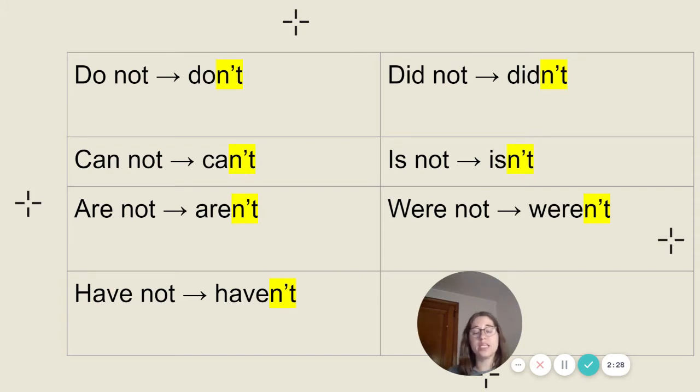Did not, which becomes didn't, D-I-D-N apostrophe T. Is not, which becomes isn't, I-S-N apostrophe T. And were not, which becomes weren't, W-E-R-E-N apostrophe T. Remember, for all of these words, that apostrophe takes the place of the O in the word not. Go ahead and pause the video to get this chart copied down.